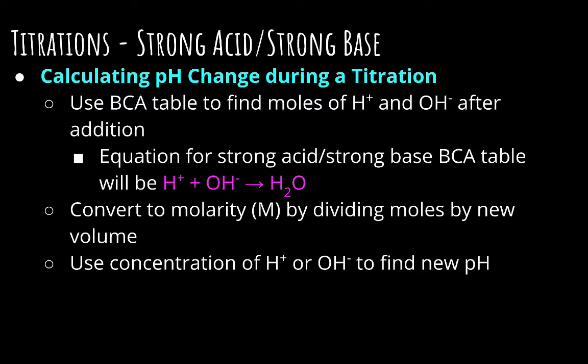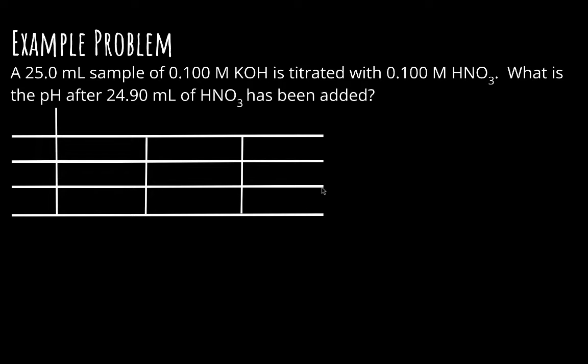So if you have a strong acid and a strong base, and you're asked to calculate a pH change during the titration, you're going to use a BCA table to find moles of H plus and OH minus after the addition. When you're setting up the BCA table, the equation for strong acid, strong base is H plus + OH minus yields H2O, because both completely dissociate. Then you're going to convert to molarity by dividing the moles by the new volume. Then you're going to use the concentrations of H plus or OH minus to find the new pH. So we'll look at some examples for that.